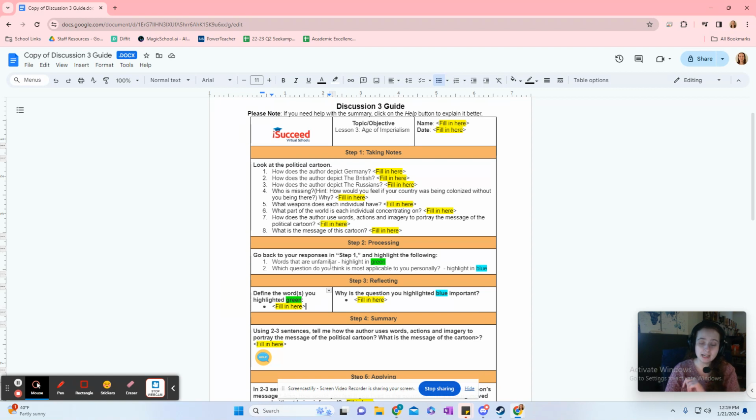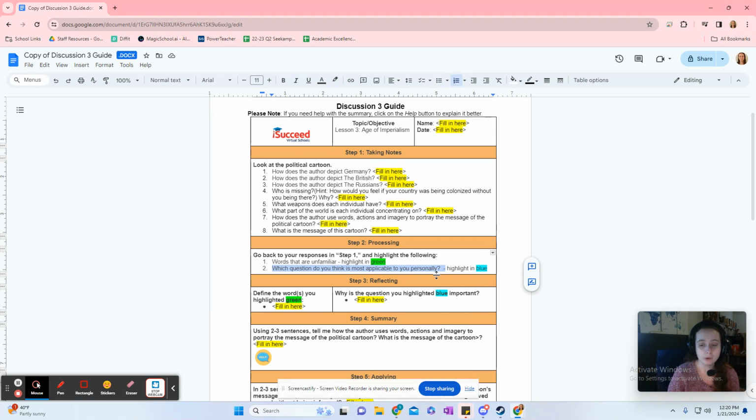However, the second part of step two, I guess, is highlighting which question you think is most applicable to you personally. Now, this is one that a lot of people skip because they're like, well, this was like 100 years ago. It has nothing to do with me. I promise it does.